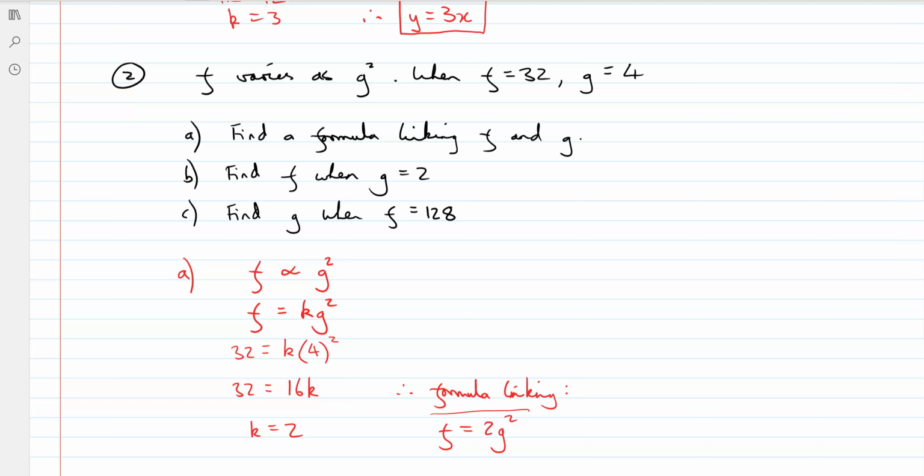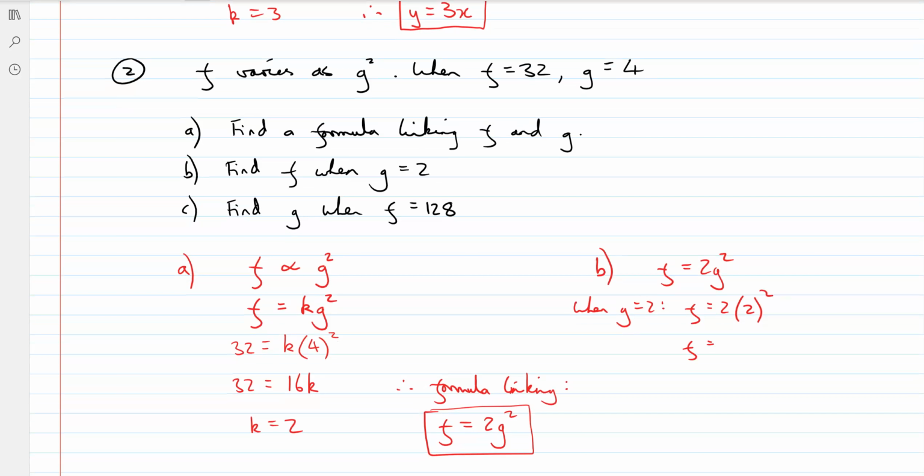And from now on in the question, this is the formula we'll be using, and then we can just finish B and C quite nicely. So we're going to be using f equals 2g squared now. That's our formula. Find f when g equals 2. So when g equals 2, f equals 2 times g squared. So in brackets, put 2 in for g. 2 squared is 4, so it's 2 times 4, so f will be 8.